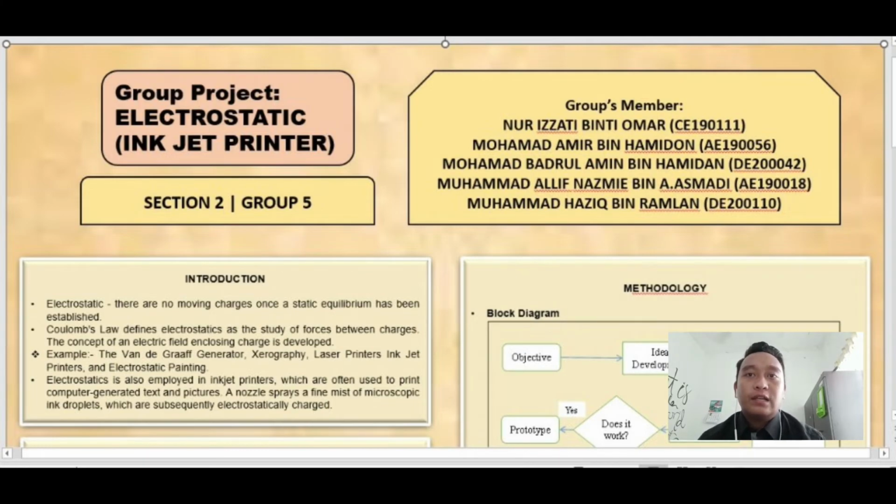Examples of electrostatic uses are the Van de Graaff generator, xerography, laser printers, inkjet printers, and also electrostatic painting. Electrostatics is also employed in inkjet printers, which is our project prototype, often used to print computer-generated text and pictures. They also have a nozzle that sprays a fine mist of microscopic ink droplets, which are subsequently electrostatically charged.